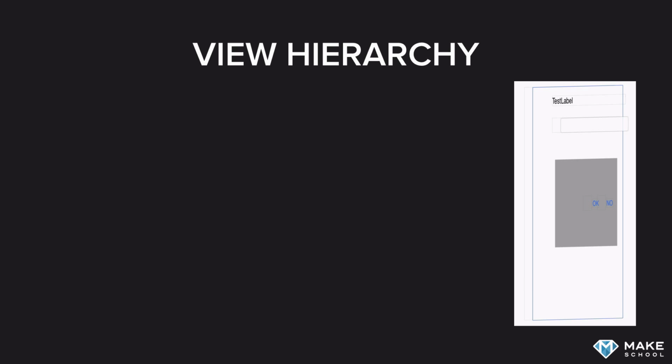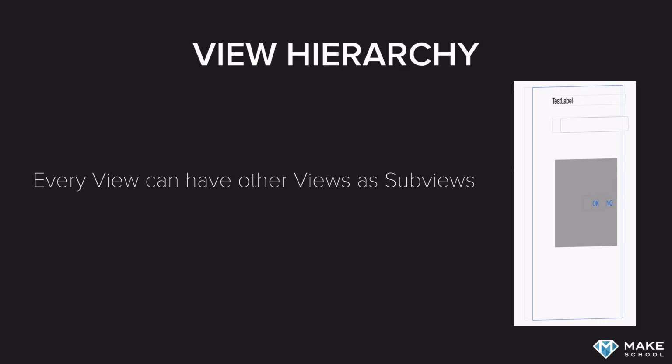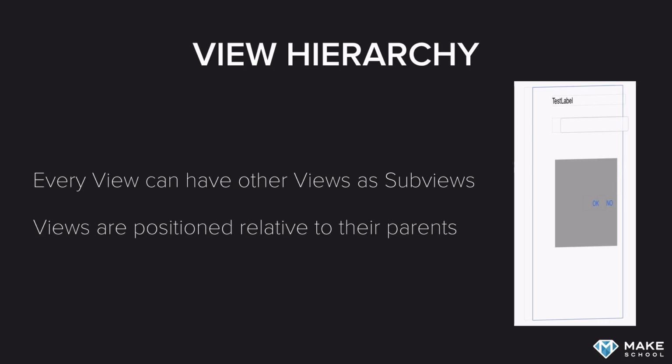You add different views as subviews to their parent views. Every view can have other views as its subviews. All views are positioned relative to their parents. In this example, the buttons are positioned relative to the gray rectangle that you can see. If we move that gray rectangle, which is also a view, then the buttons, which are the subviews of that view, will move with it. That is the basics of view hierarchies, and we'll cover a lot more in our auto layout lectures and tutorials.